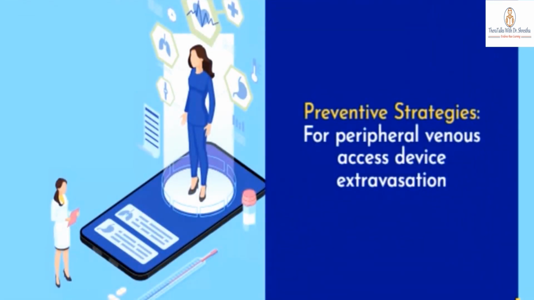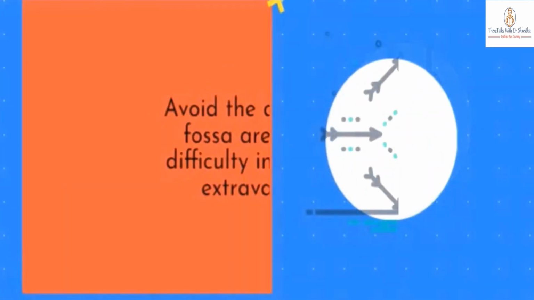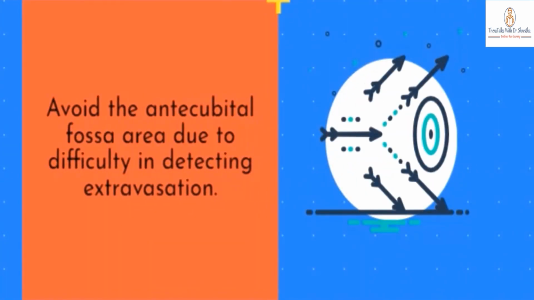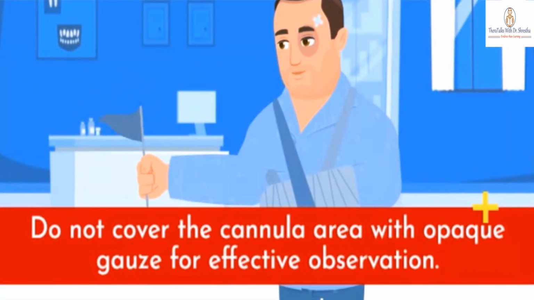Preventive strategies. For peripheral venous access device extravasation. Avoid inserting the cannula in joints to prevent difficulty in securement and potential neural or tendon damage from extravasation with vesicant drugs. Avoid the antecubital fossa area due to difficulty in detecting extravasation. Use veins on the back of the hand for easier observation, but exercise caution to prevent severe injury from extravasation. Do not cover the cannula area with opaque gauze for effective observation.